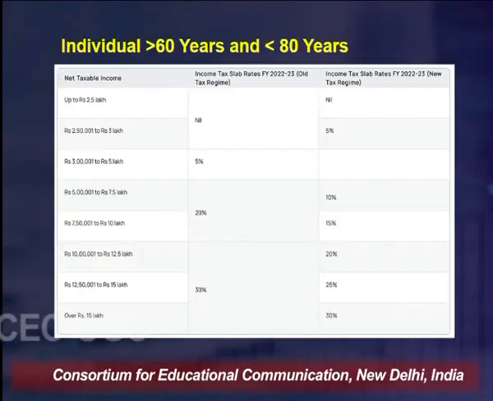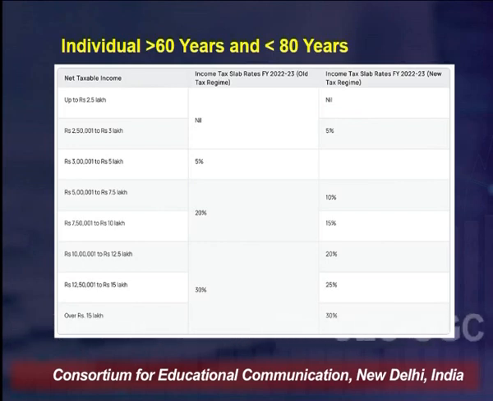Similarly, for senior citizens, that means those who are more than 60 years of age but less than 80 years of age, the exempted amount is rupees 3 lakh. Similarly, the corresponding alternative tax regime structures have been given.